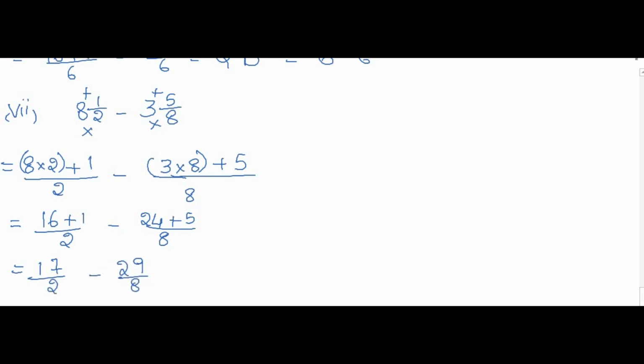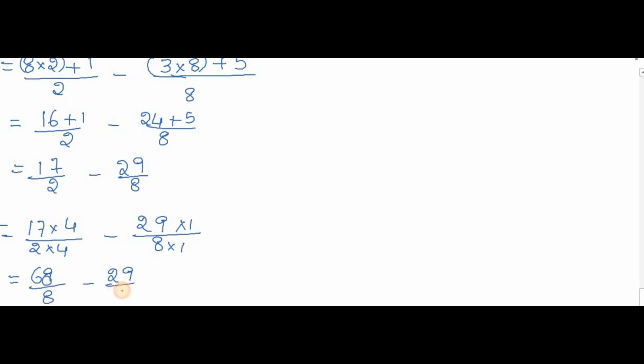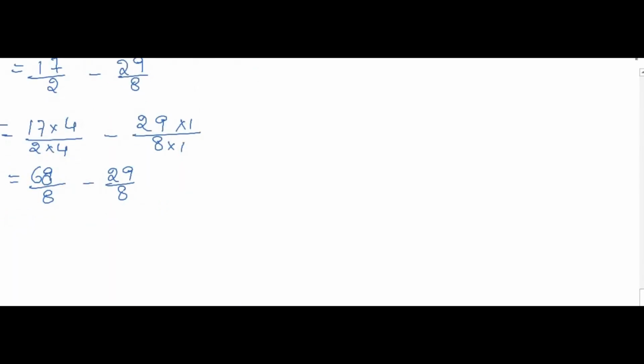As you all know, 2 and 8, the denominators, are multiples of each other. So we can go for the 2 table where we get 8. Yes, 2 4s are 8. So multiply the whole fraction with 4, and here the same thing we will write. If you want, you can multiply with 1. 17 4s are 68 by 8 minus 29 by 8. And when the denominators are the same, we can go for subtraction of the numerators.